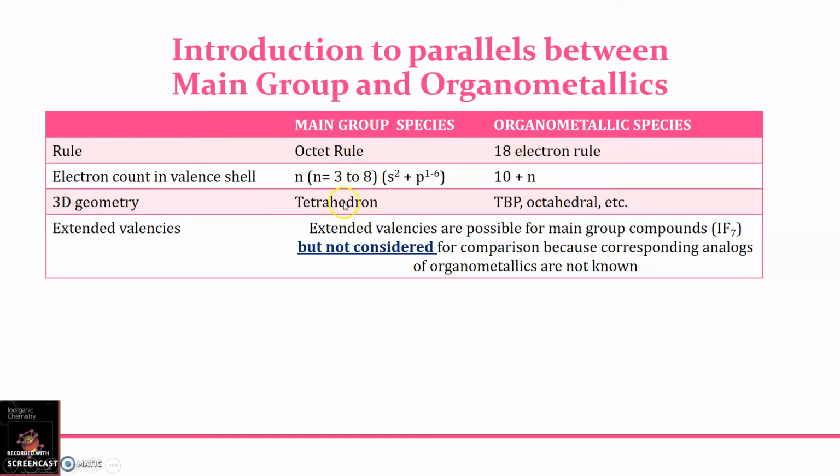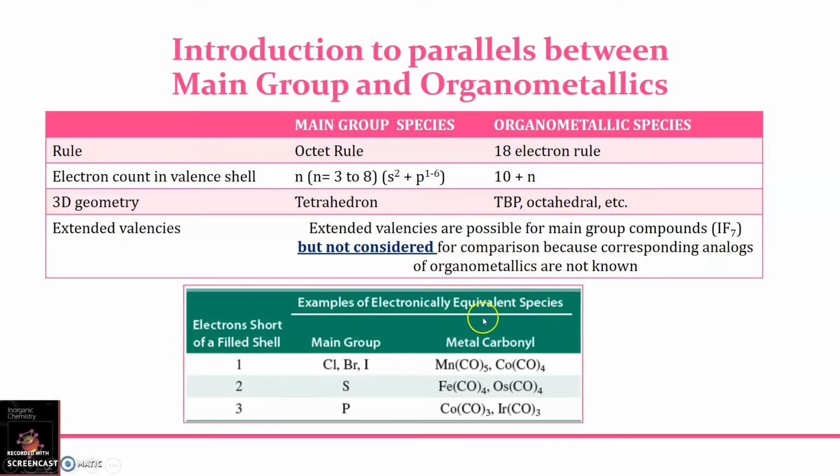When we consider the geometry, for the main group species, the geometry is tetrahedron, whereas for the organometallics, it could be any geometry: trigonal bipyramidal, square planar, octahedral, anything. But we will be limiting ourselves only to the comparison between the tetrahedron in the main group series with the octahedron in the organometallic species. Extended valencies are possible for main group. This we know. Compounds like IF7 are known, but we are not going to consider all those compounds here because the corresponding analogs of the organometallic compounds are not known.